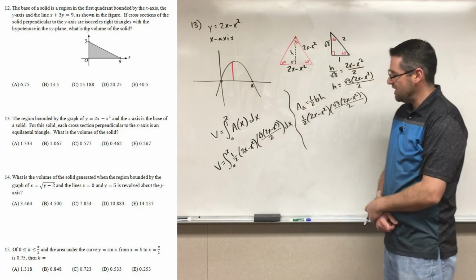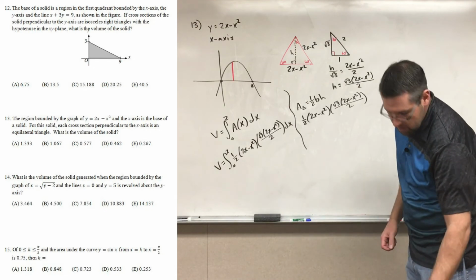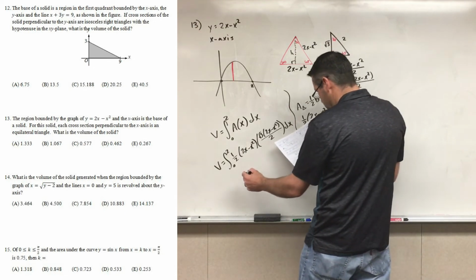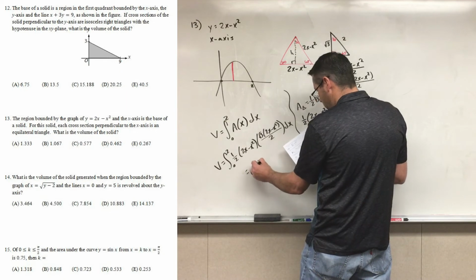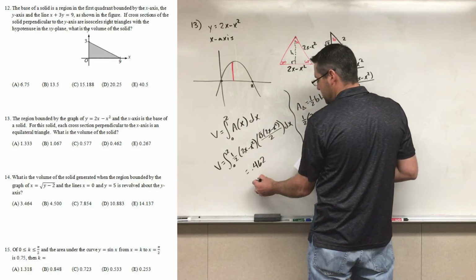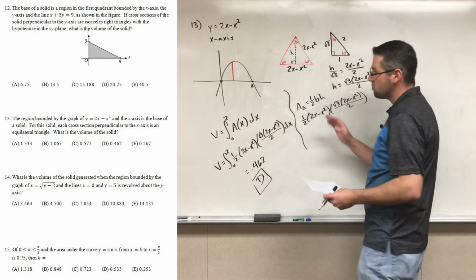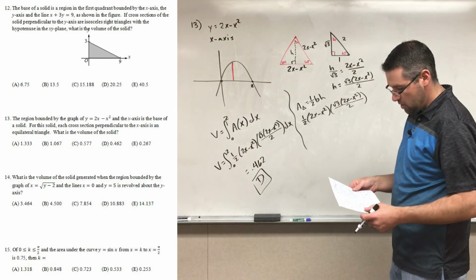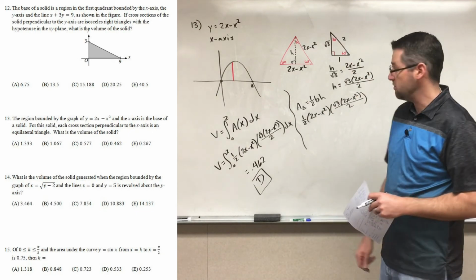Okay. So there's your expression. You just got to plug that into your calculator very carefully. And if you did it right, you should be getting 0.462 out, which is D. To me, this is probably the hardest multiple choice question on this review.